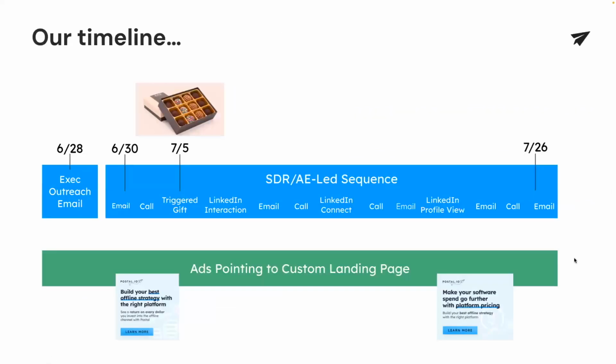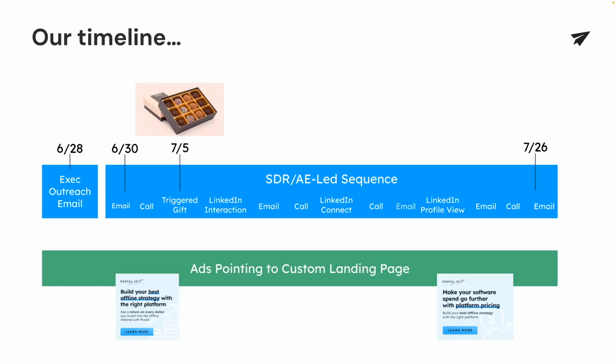And here's an example of our timeline. I mentioned the importance of creating a really clear timeline. So we had, like I said, about a month or two over the summer that we wanted this all to happen in. So we mapped out exactly what days each tactic would happen. We started with exec outreach. We had our CRO and our CEO reach out to certain members of the accounts we were going after, and then started the SDR and the AE-led sequencing.